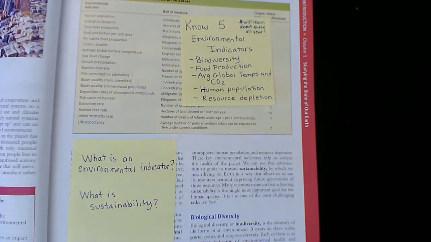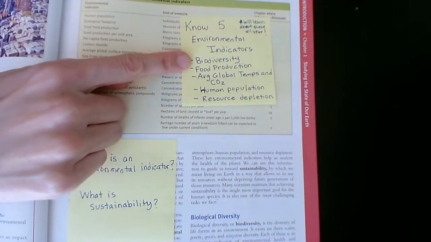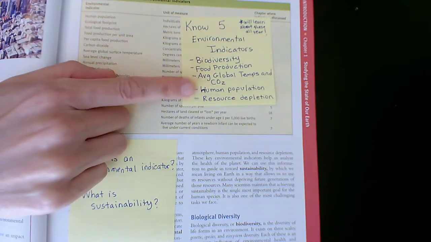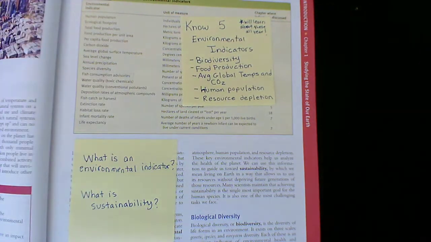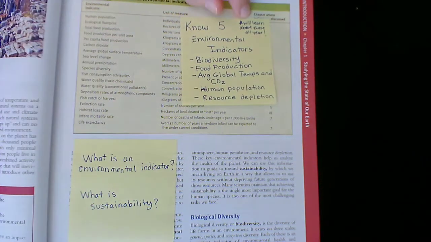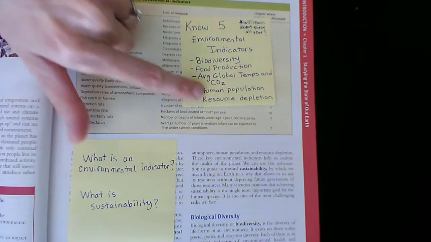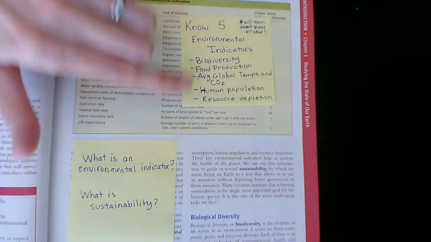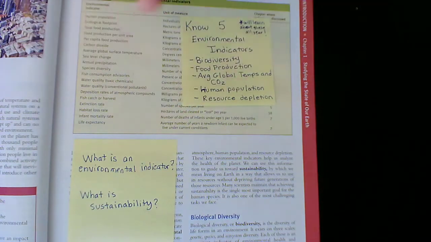The 5 environmental indicators: biodiversity, food production, average global temps and CO2, human population, and resource depletion. Now, the cool thing about these 5 environmental indicators is that we will be learning these all year. I mean, this is what our course is about. So this book goes into much more detail about these. In this part of the chapter, it's just going to be very brief, just kind of give you a taste.